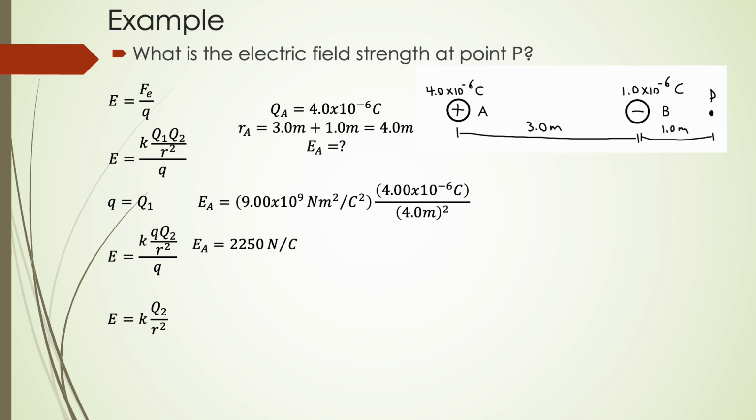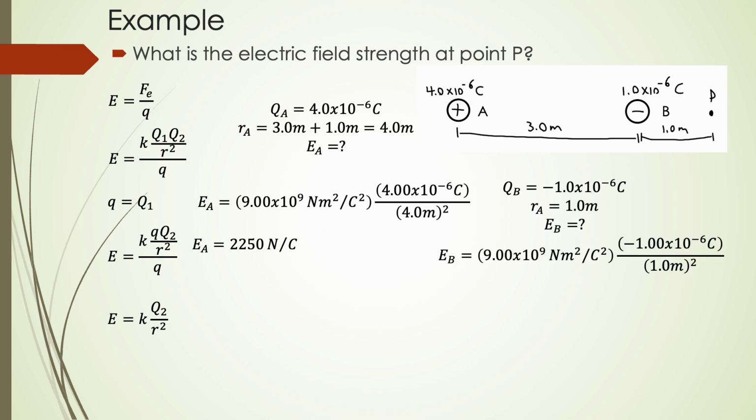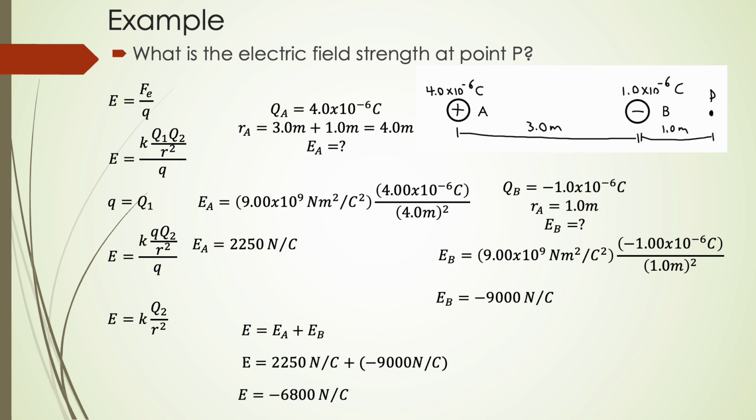Next, we'll get the electric field from B. So we know QB is negative 1 times 10 to the negative 6. Our R is just going to be 1. Substituting our values into our equation, we get negative 9,000 newtons per coulomb. Now, adding them together, we end up with negative 6,800 newtons per coulomb.